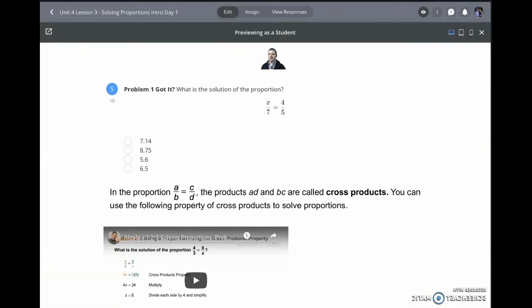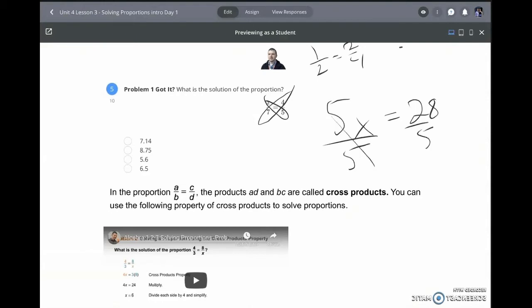But as I was alluding to with our proportions, I'm going to prove to you that this cross product thing works as well. So if I'm doing cross products, I'm looking at 5 times x, which is 5x, and I'm looking at 7 times 4, which is 28. And when I show that my cross products are equal, just like if 1/2 equals 2/4, right? I get a 4 equals 4. Same idea. I can solve for x here. And from that, I can get the same 5.6.